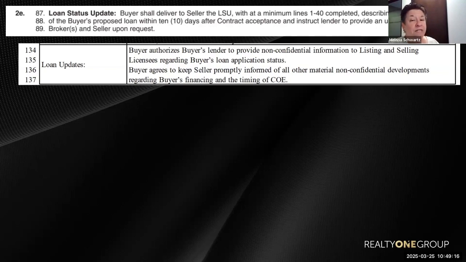Okay. Buyer agrees to keep seller promptly informed of all other material non-confidential developments regarding buyer's financing and the timing of close of escrow. They say they're going to communicate. How many times do we know that they probably aren't going to communicate, right? So seller is going to have to do stuff with that.